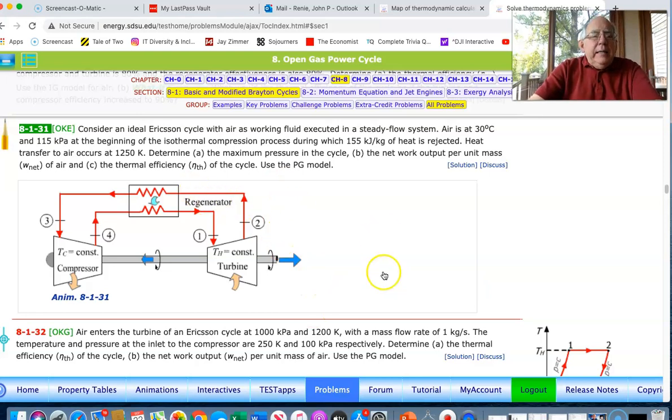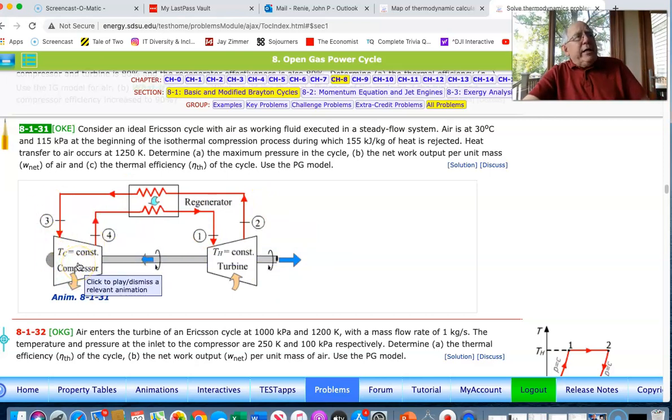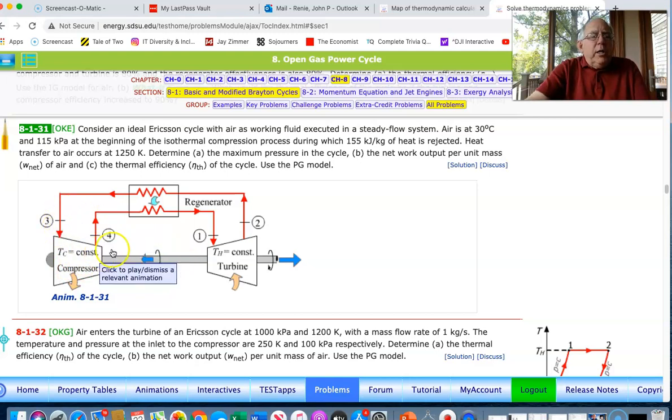With that in mind, we have to use a little bit different nomenclature here. We could start off with the turbine from 1 to 2, and then the compressor from 3 to 4. But since we know the heat transfer occurring at the compressor, we'll go ahead and work with this side to begin with.